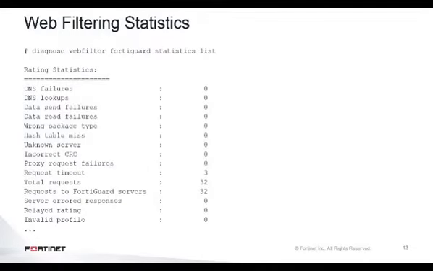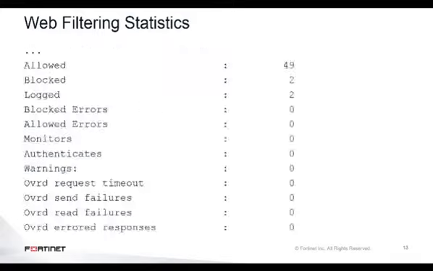Use the following CLI command to list error counters and other statistics related to web filtering. diagnose webfilter fortiguard statistics list. A continual increase in some of the error counters usually indicates communication problems with FortiGuard. The output also shows counters for the numbers of sites that were allowed, blocked, logged, monitored, and so on.